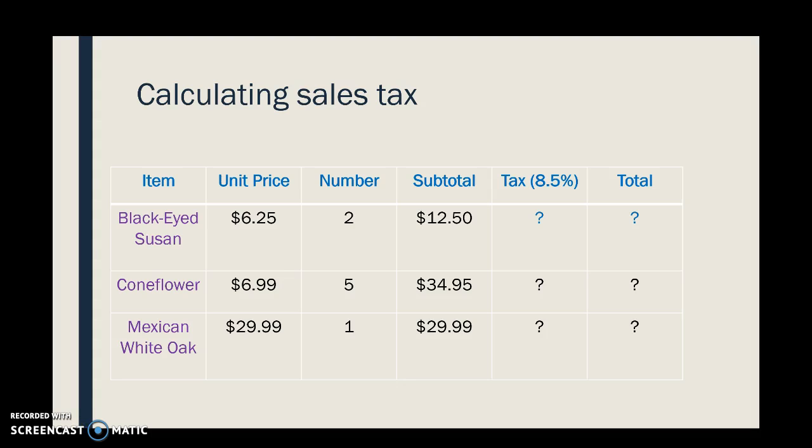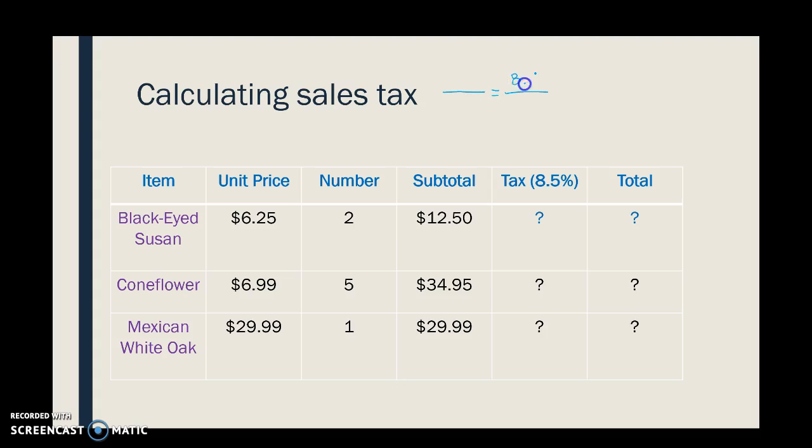Okay, so calculating sales tax, this again should just be a review. So you have two options. You could either set up a proportion. So for the first one, the Black-Eyed Susan, it's $6.25 and there's two of them. So my subtotal is $12.50 and we're saying tax is 8.5. So I can either set up the proportion, and I know it's is over of equals percent over 100.